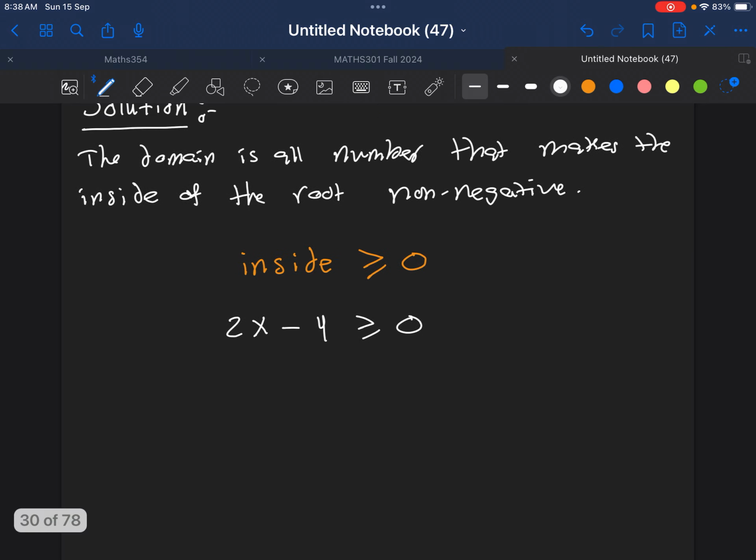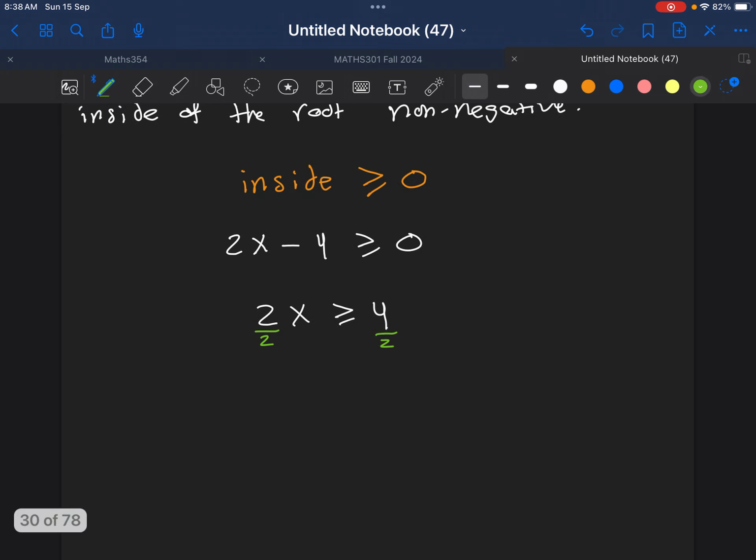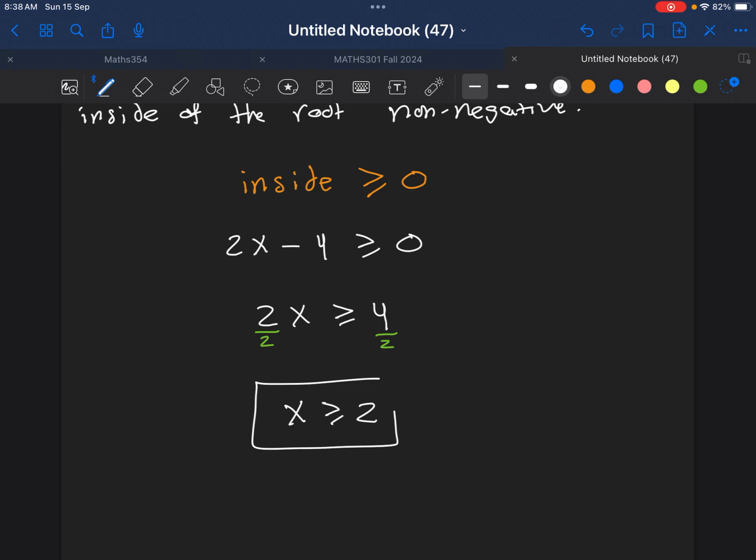And now this is an inequality, and we know how to solve an inequality. We take the 4 to the other side, so I get 2x greater than or equal to 4. Now we have to divide by 2 both sides. So what do we get? We get x greater than or equal to 2.